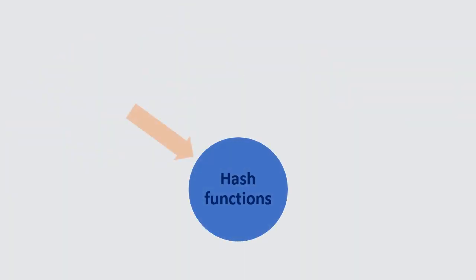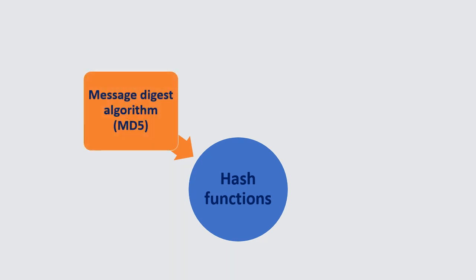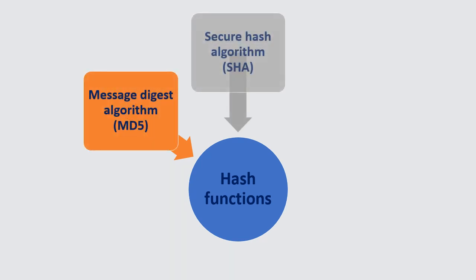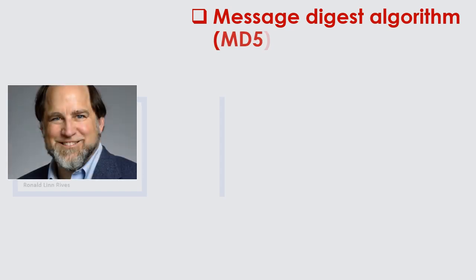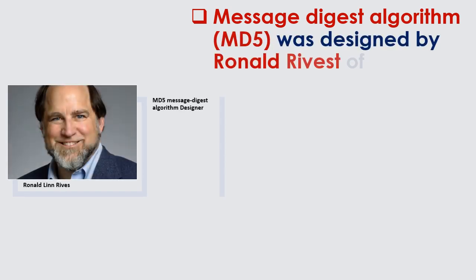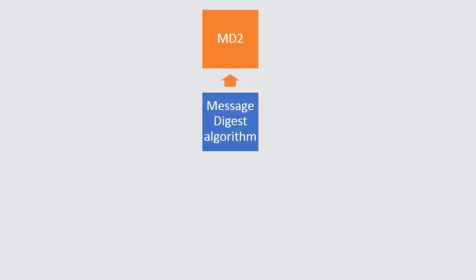Common hash functions are Message Digest algorithm, MD5, Secure Hash Algorithm, SHA, and Hashed Message Authentication Code, HMAC. Message Digest algorithm, MD5, was designed by Ronald Rivest of MIT in 1992. Common Message Digest algorithm series are MD2, MD4, MD5 and MD6.